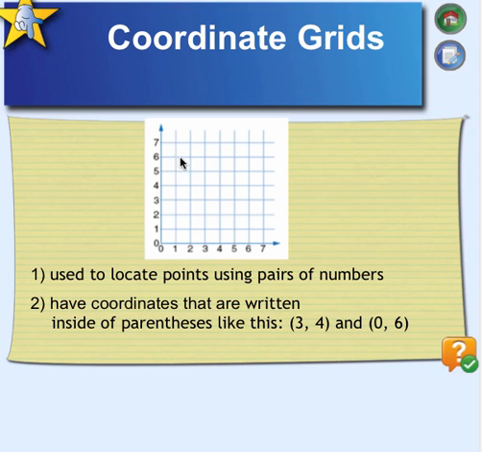Down below you can see a picture of what a coordinate grid looks like and a couple of things about them. One, they're used to locate points using pairs of numbers. Remember that pair means two of something. For example, a pair of socks is one pair but there are two socks. So a pair of numbers is a set of two numbers. And two, they have coordinates that are written inside of parentheses, and they look just like this: (3, 4) is an example, and (0, 6). So these are examples of coordinates.